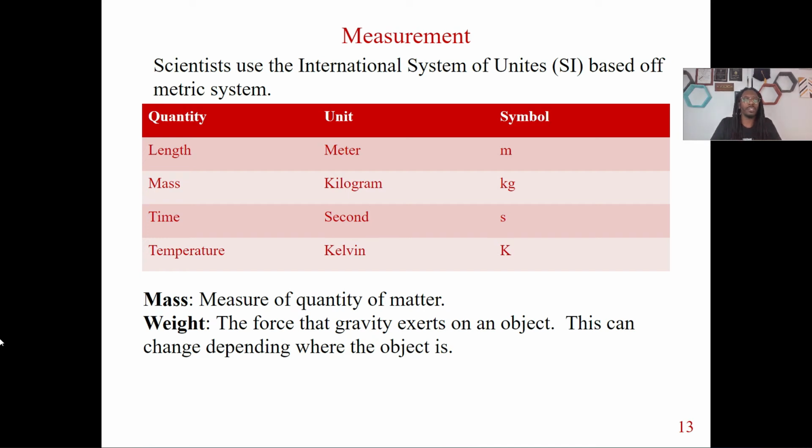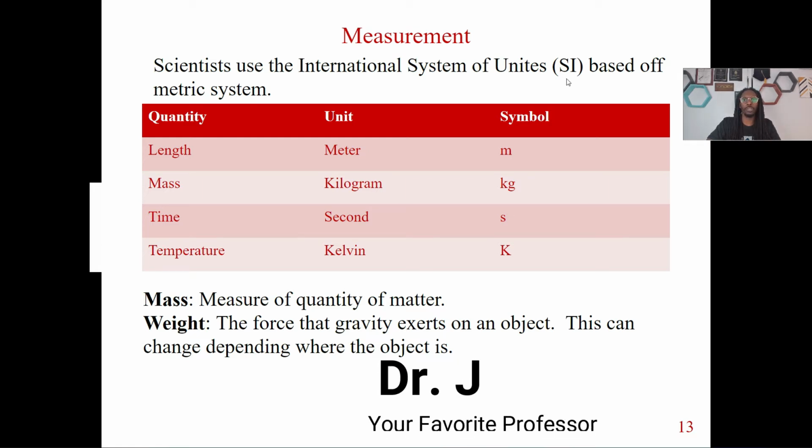So let's talk about measurements. Measurements are, as they sound, we're going to be measuring out a variety of different things. We're going to get to some of those quantities in a bit. But first thing I want to tell everybody, in this chemistry class, scientists use the International System of Units. Okay, so SI. SI is what we call them for short.